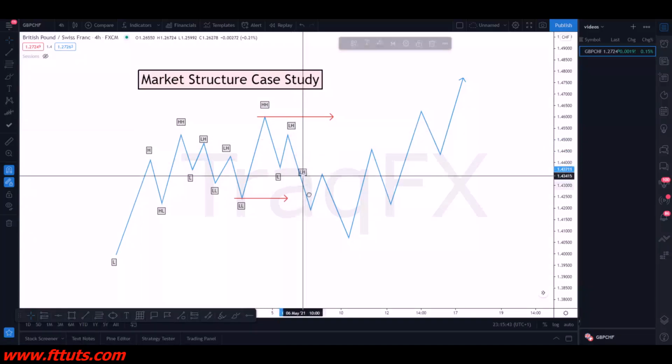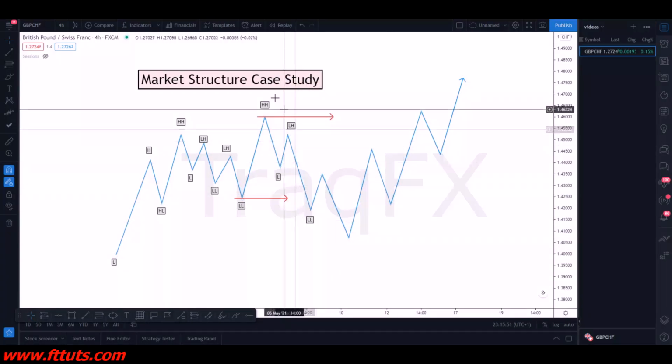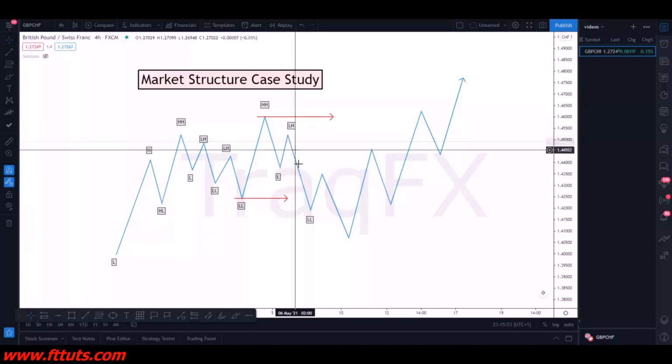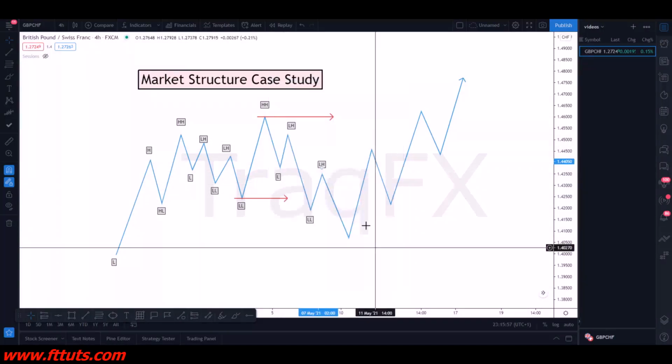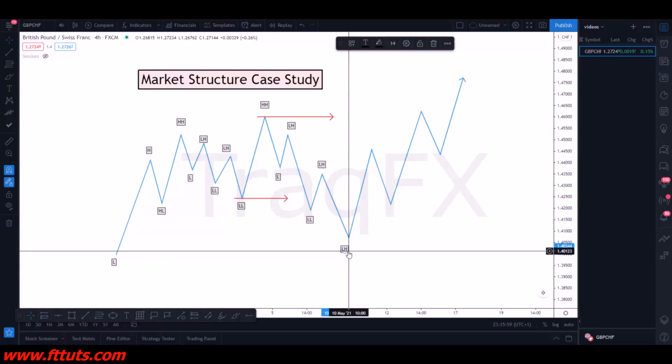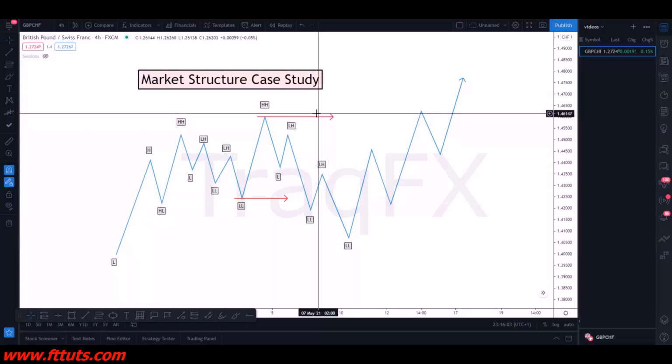Now we have a lower low. Now once again, we have a lower high. Sorry, we have a lower low. Sorry, my bad. I'm all over the place right now. So boom, we have a higher high, a low, lower high, lower low, and then a lower high. And then what do we have after that? A lower low.